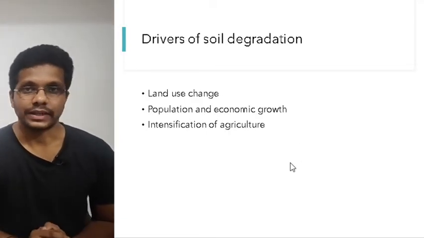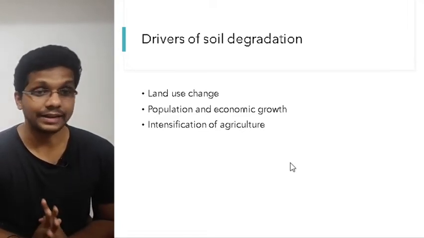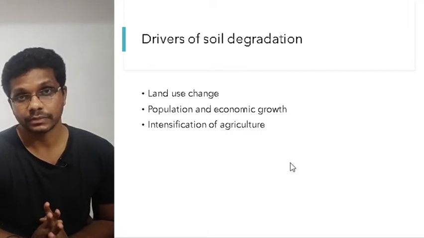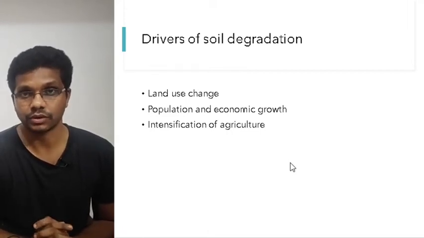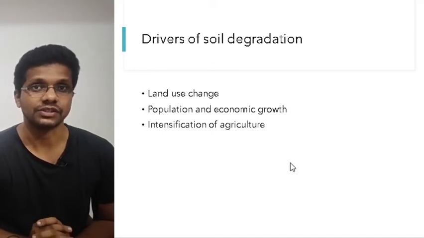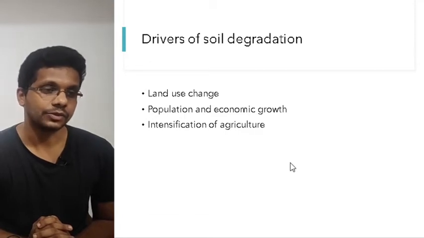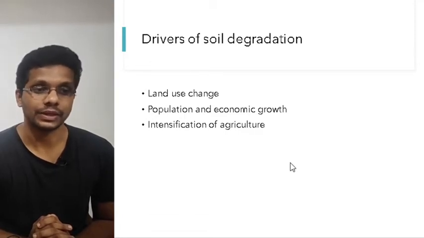What are the drivers of soil degradation? Why is soil degradation so prevalent? One is land use change. Because of the growing population, we need more and more land area for the expansion of the urban areas, for our industries, for mining, for cultivation, everything we need land. So that's one of the major drivers of soil degradation.